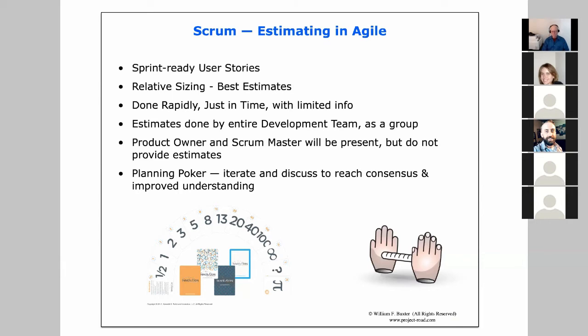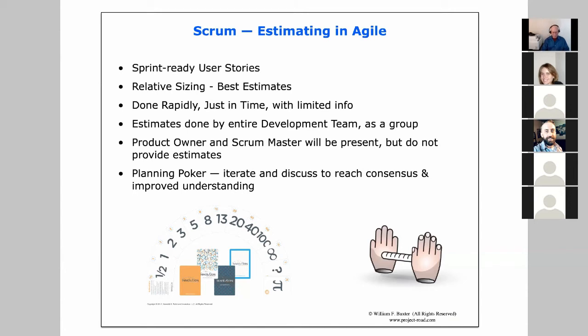If you didn't converge, maybe you have to talk some more and clarify it to understand it before you estimate it. But as quickly as possible, you try to get to consensus and then press on to the next user story. And we're not looking for ultimate precision. We're just trying to size these user stories relative to each other.